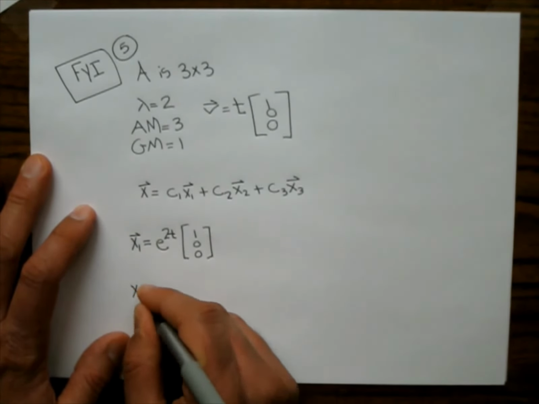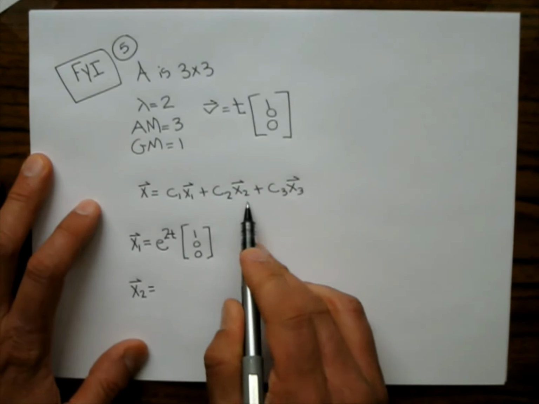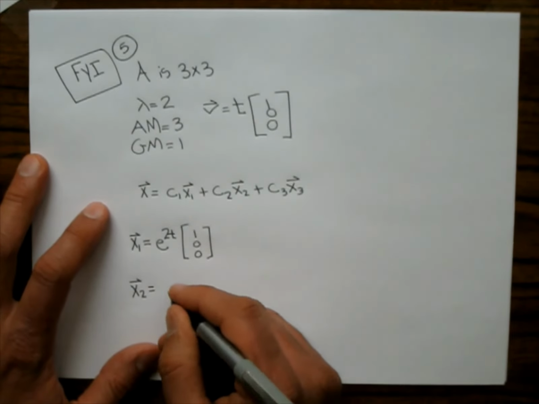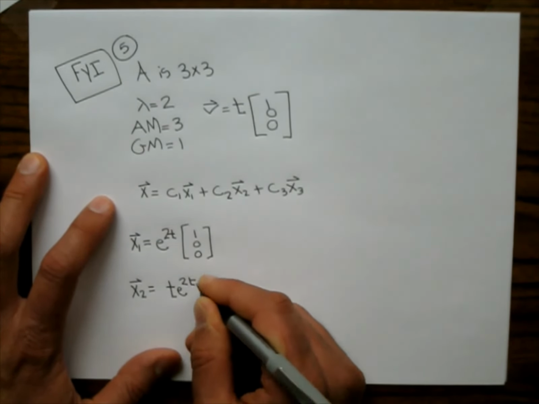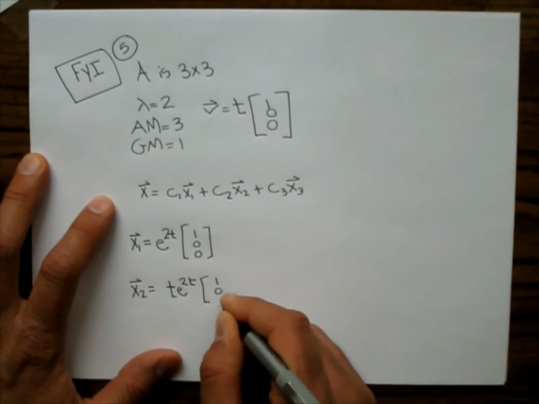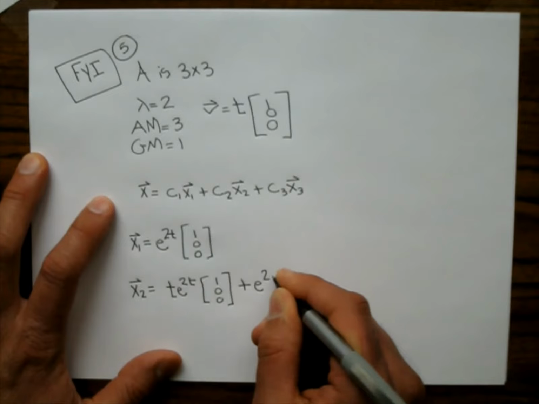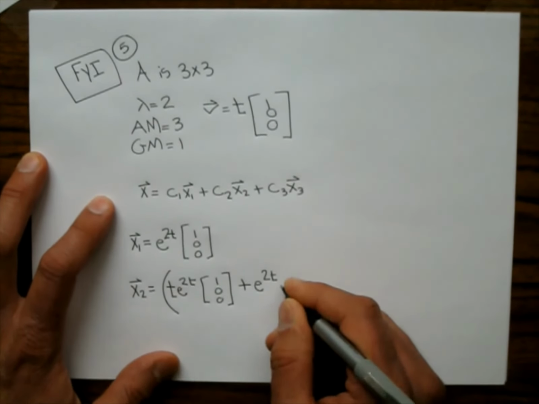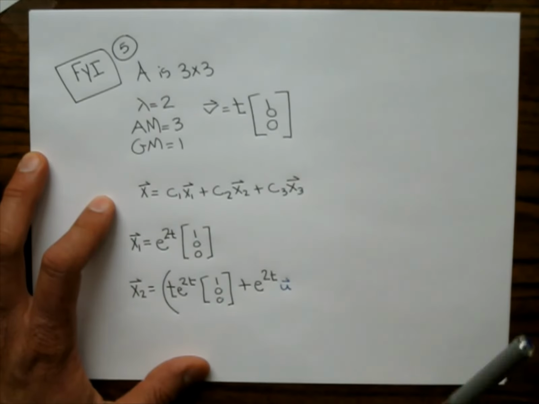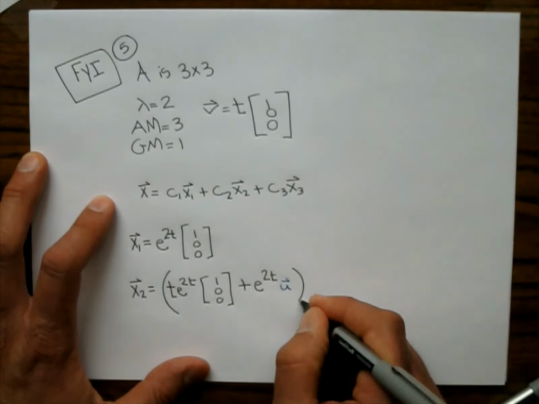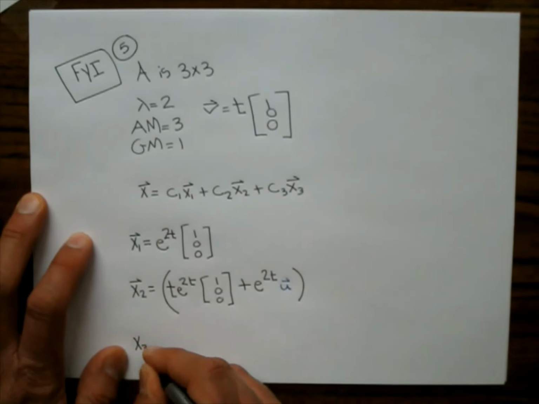And vector x2, which is this guy right here, is going to be this. It's going to be t, e to the 2t, 1, 0, 0. And then it's going to be e to the 2t. This is what we usually put in parentheses. I'll put the parentheses there. And then this is your new u. Okay, so here is x3.